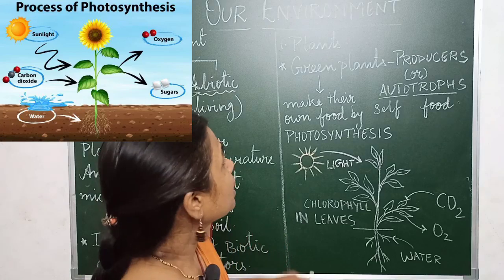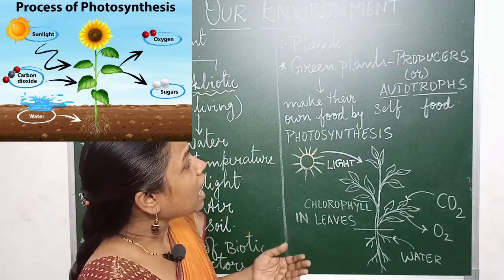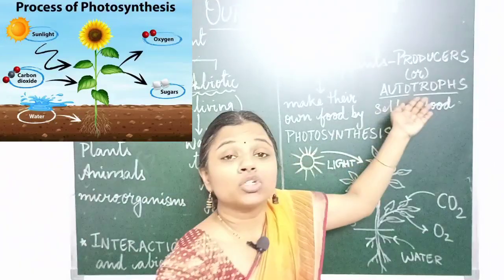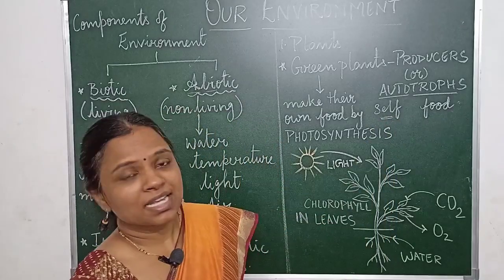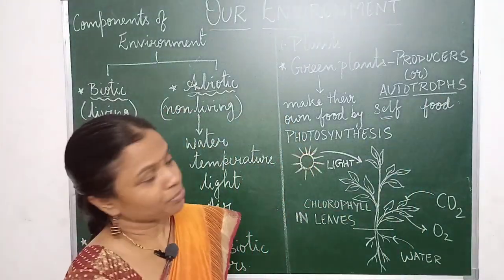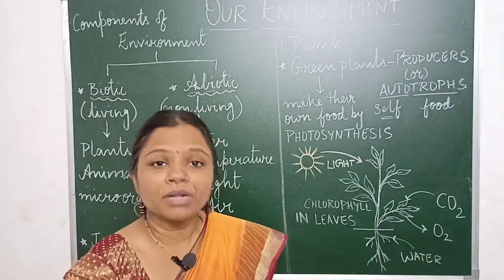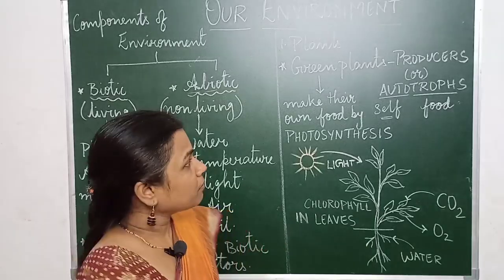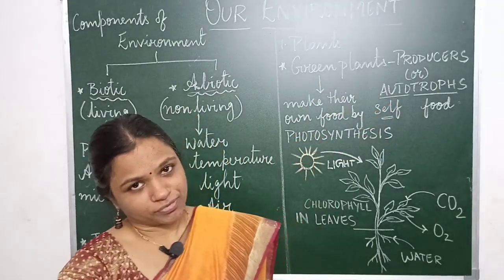So here, as the green plants can prepare their own food, they are also called autotrophs. Auto means self. And trophs means nutrition or food. As green plants can prepare their own food by themselves, that is why the green plants are called autotrophs.